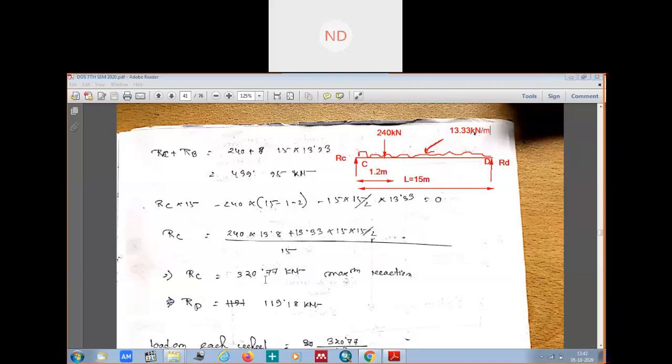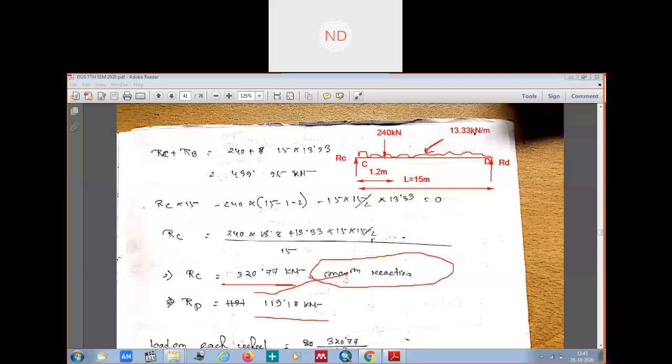This is our maximum reaction. Once you get your RC, you can calculate your RD value also. We have calculated our RC and RD value, and we found that this is our maximum reaction, 320.77 kilonewton. That means this is not the maximum load, but the maximum reaction here.